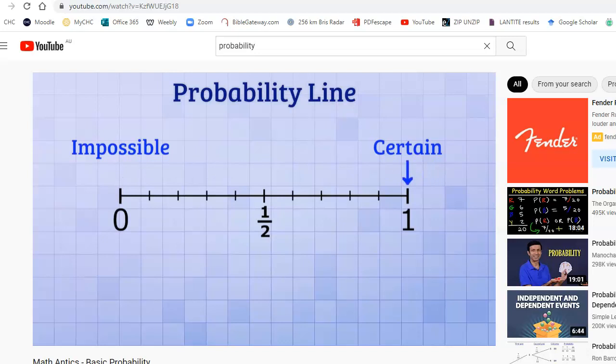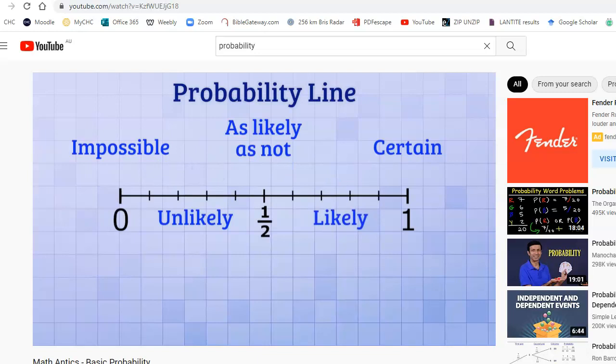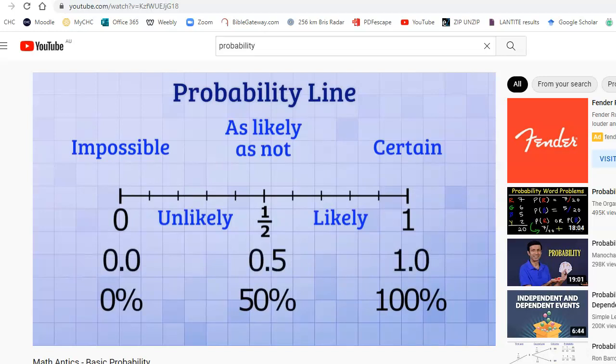So you might expect the probability of 1/2, like with our coin toss, means that an event is just as likely to happen as it is to not happen. A probability less than 1/2 means that an event is unlikely, and a probability greater than 1/2 means that an event is likely. Oh, and in addition to fractions, it's also common to write probabilities as decimals or percentages, since you can easily convert between them.